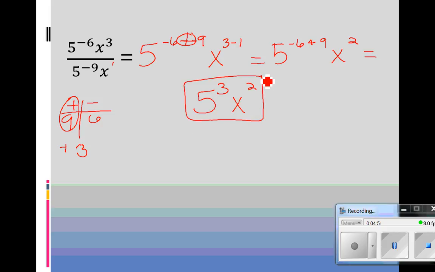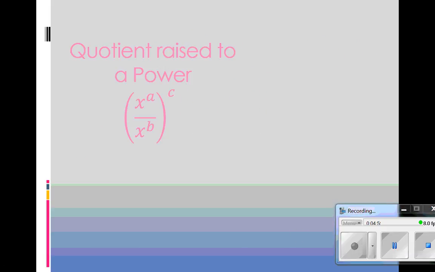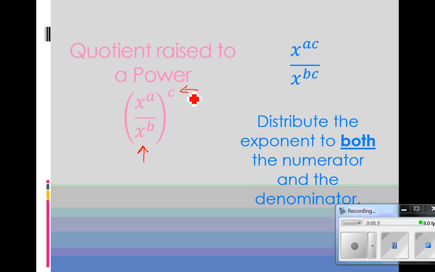Here's our next section. The fraction, the quotient raised to a power. So now we have the division problem with the parentheses raising it to another power. So we're kind of combining things. We have the division part where we would use subtraction, and we have the power part which would use multiplication. So this is what the rule is going to be. You have to distribute the exponent to both the numerator and the denominator, everything inside the fraction, and then you're going to apply the rules that you already know.